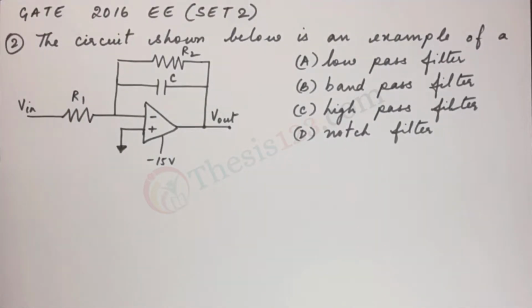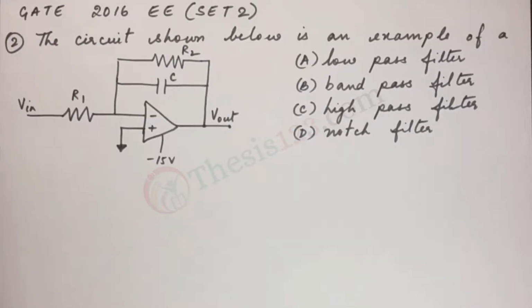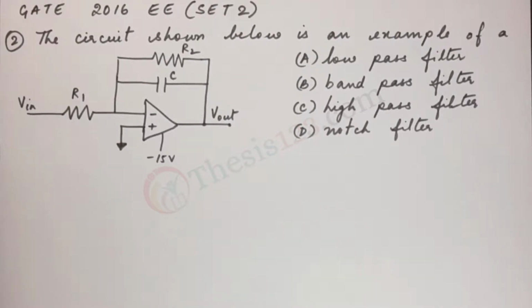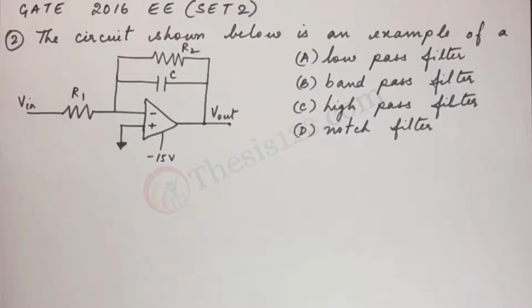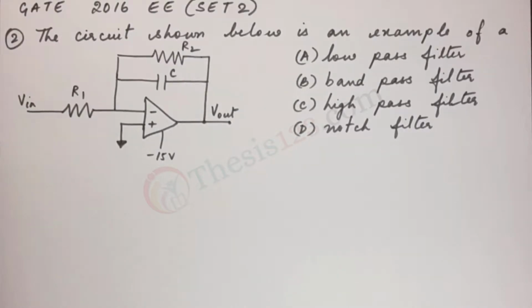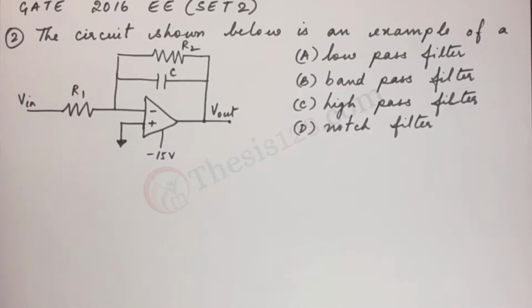Okay, so here's the next question, number 2. This is for 2016 electrical paper set 2. The circuit shown below is an example of, we have our 4 options: low pass filter, band pass filter, high pass filter and notch filter. Okay, so let's look at the circuit given to us.